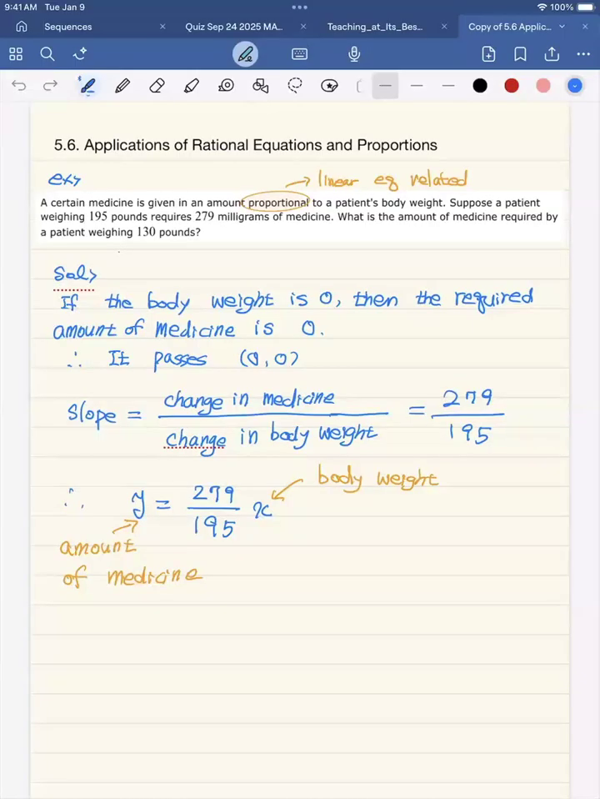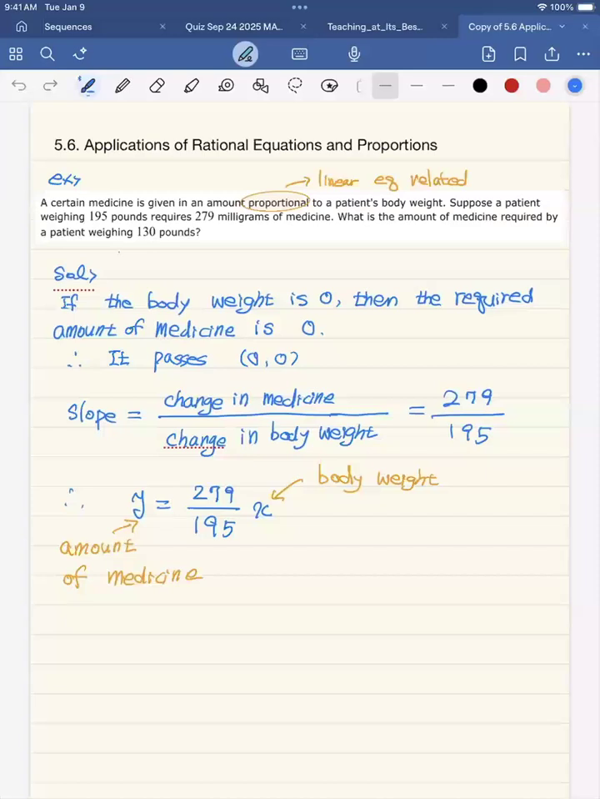In this section, we want to learn about the applications of rational equations and proportions. In the first problem, a certain medicine is given in an amount proportional to a patient's body weight. Proportional means when we set up a linear model, that means it can be written with a linear equation.